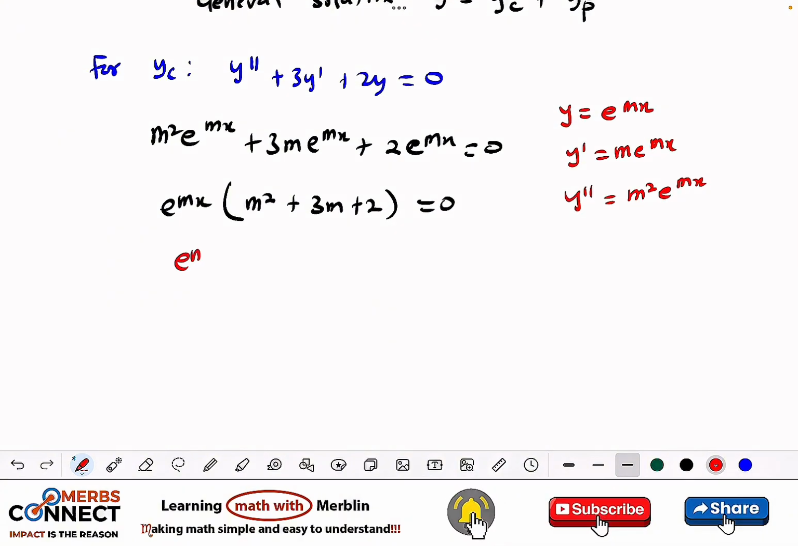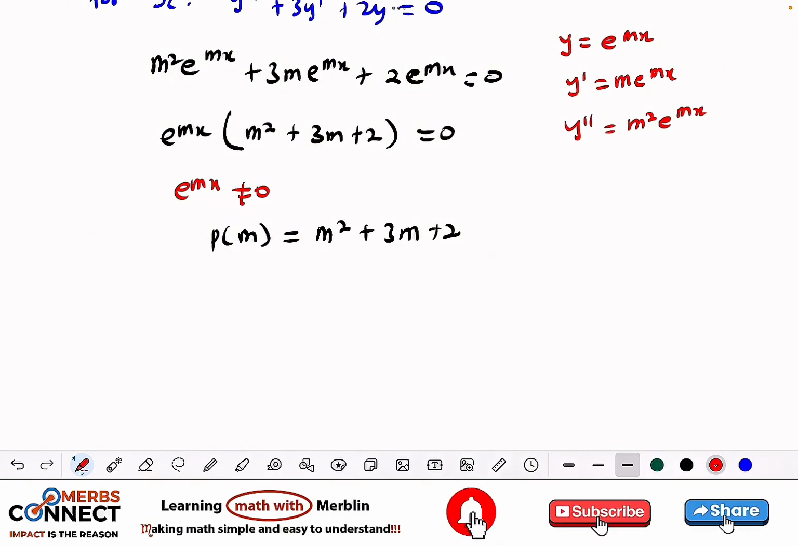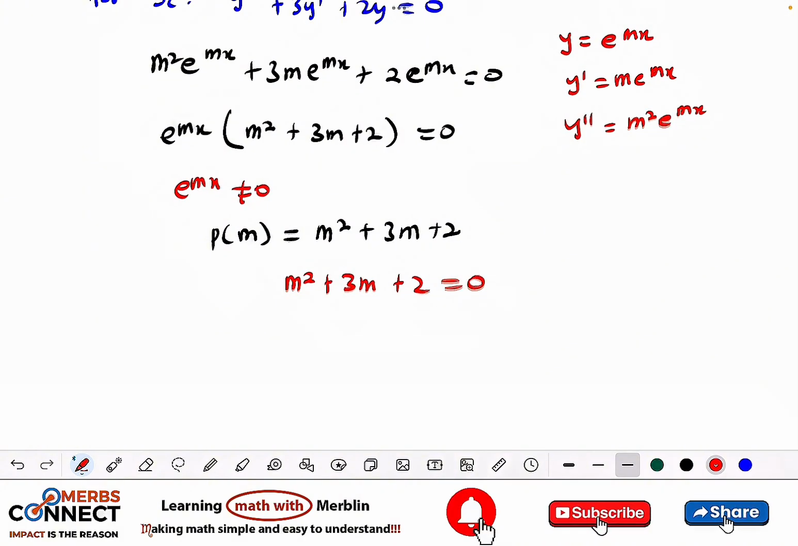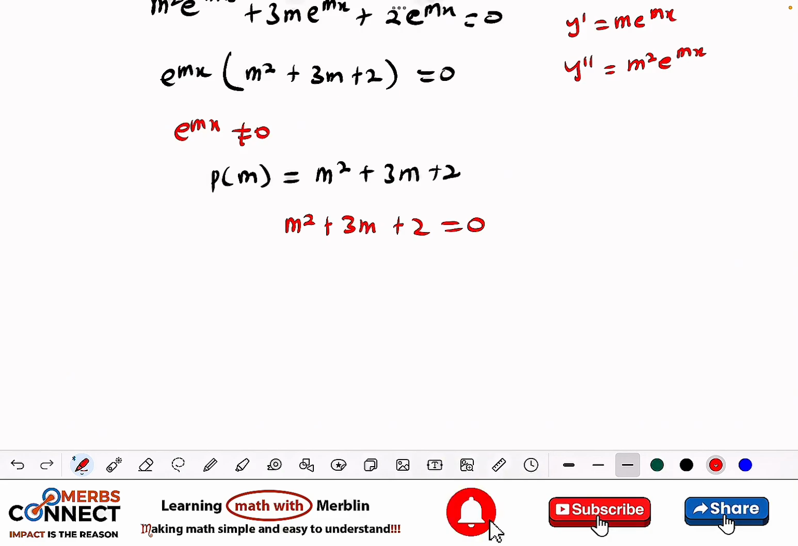So assume that e to the power mx is never 0. Then we have the characteristic polynomial, to be this. And for us to find the characteristic roots, we need the characteristic equation, which is this equal to 0. As I said, we can use the quadratic formula or we can use factorization. Here I'm going to use factorization. This is m plus 1, m plus 2 is equal to 0. So 1 times 2 is 2, and 1 plus 2 is 3.